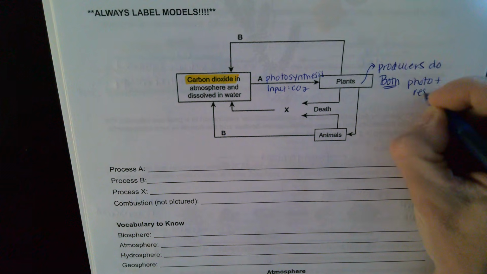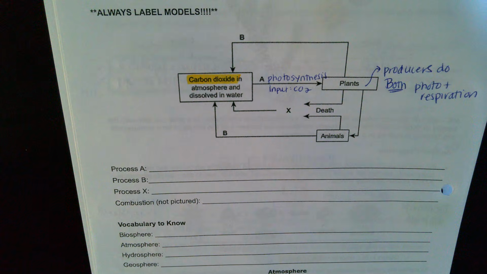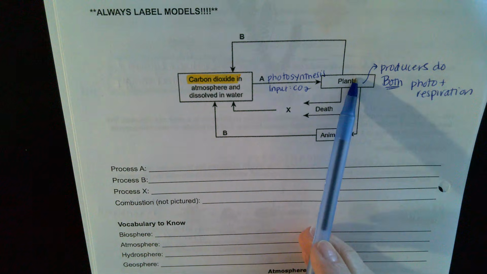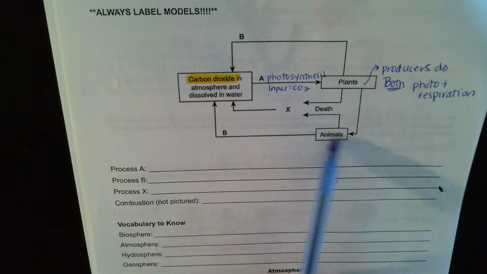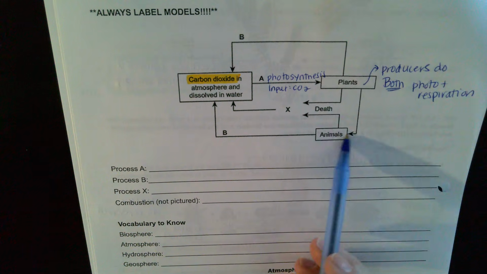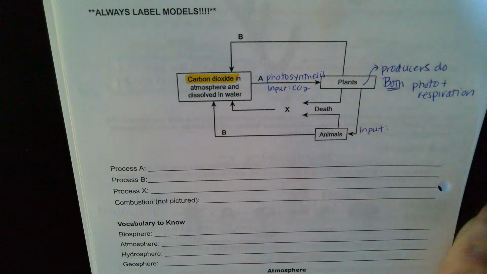And I just abbreviated photosynthesis. So moving along, now I've got plants to animals. Keep in mind, the animals are eating the plants. Also note the arrow, so I know this is an input. When animals eat plants, what are they getting out of that?